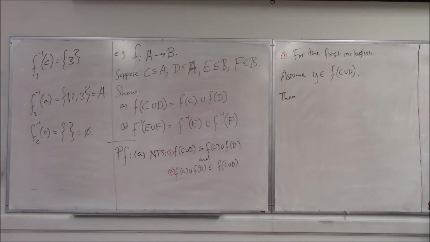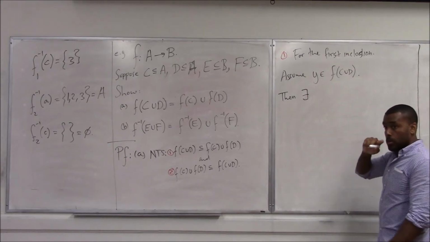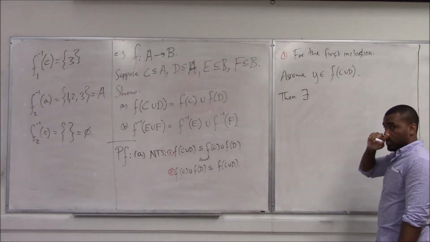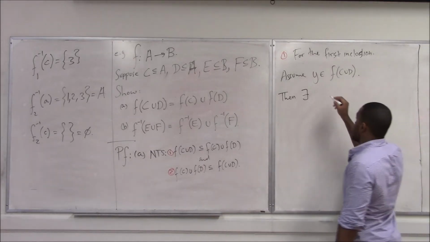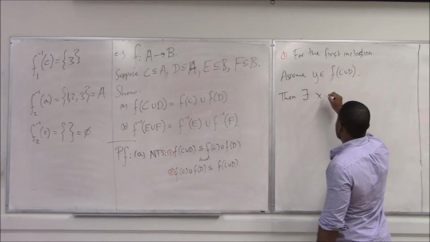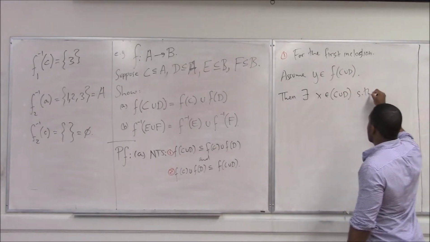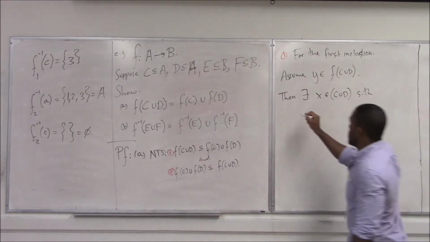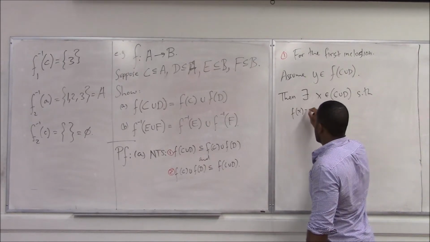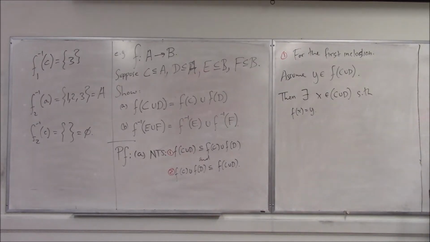There exists some element in C. Then there exists some element X in C union D such that f of X is equal to Y. Okay, so what can that say?